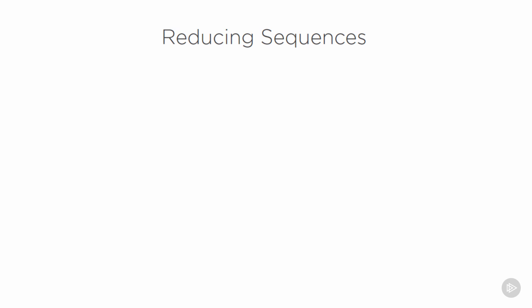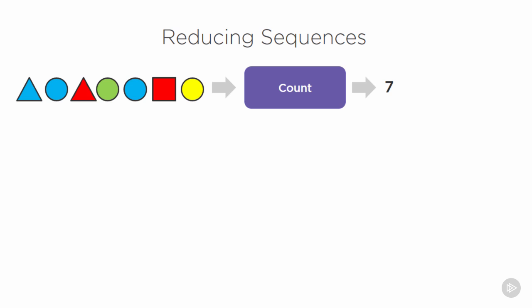Sometimes we want to take our entire sequence and collapse it into a single object. And in the last module, you saw some examples of that. For example, a count node will simply emit how many items arrived at its input. So this sequence of shapes turns into the number 7. We don't have a sequence anymore at our output, just a single value.